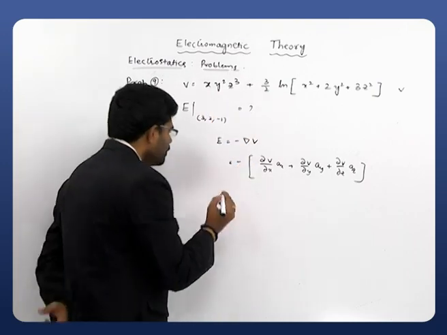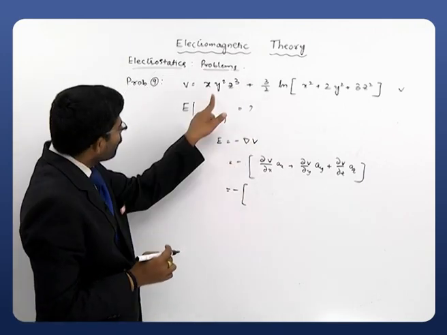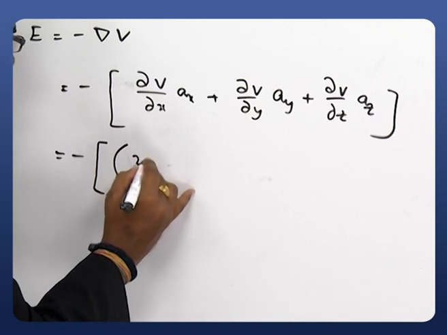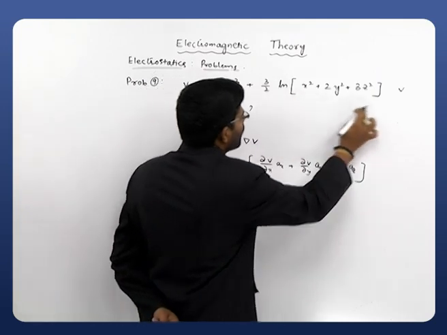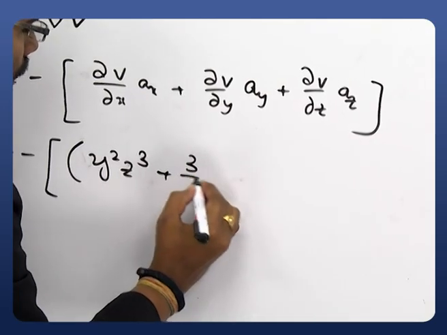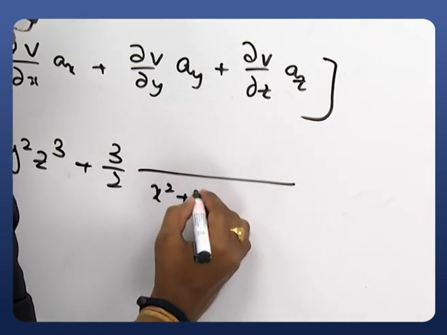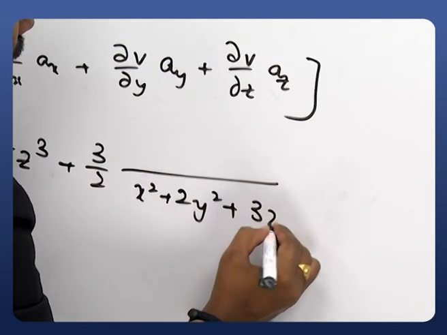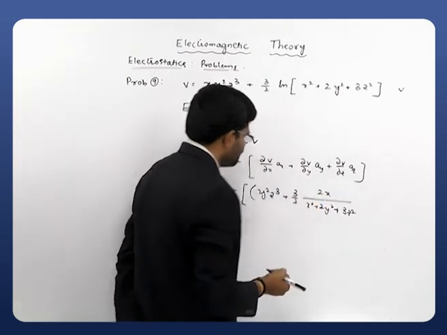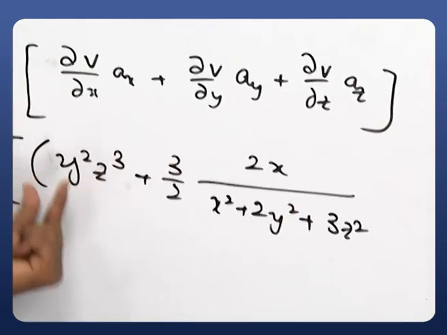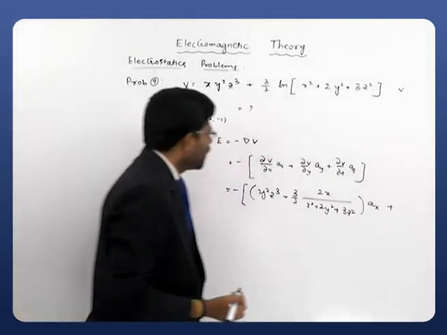Directly I am differentiating that one. So which is equal to minus, if you differentiate this one with respect to x, for the first term what we get is y square z cube. For this particular term it is y square z cube, and for the logarithmic function what we have is 3 by 2, in the denominator it's 1 by x square plus 2y square plus 3z square, and the internal differentiation of this one is 2x. So that is ∂V/∂x, this entire term, with ax.